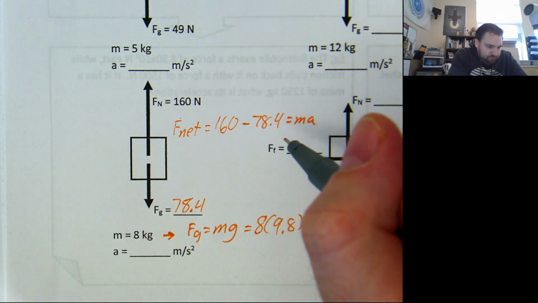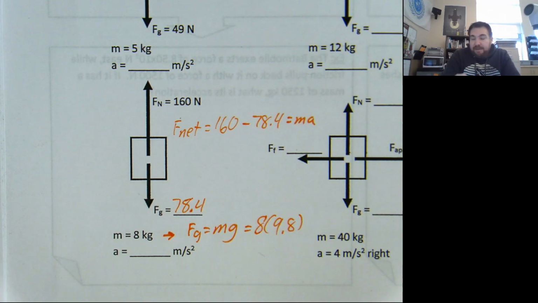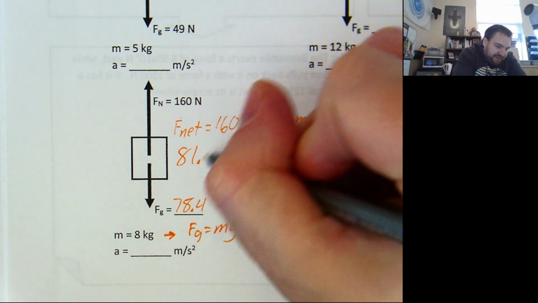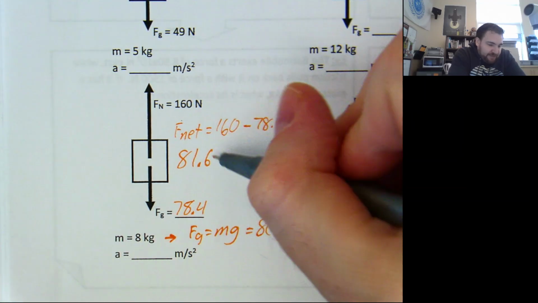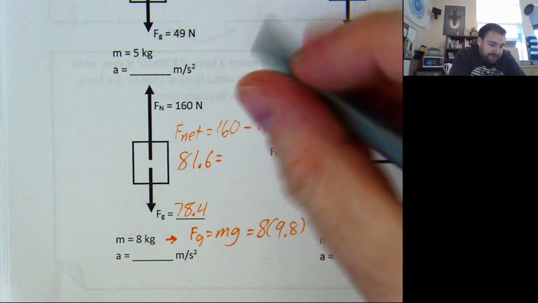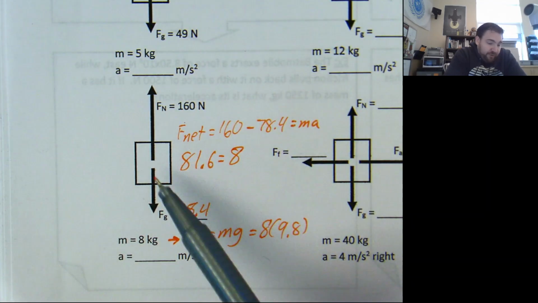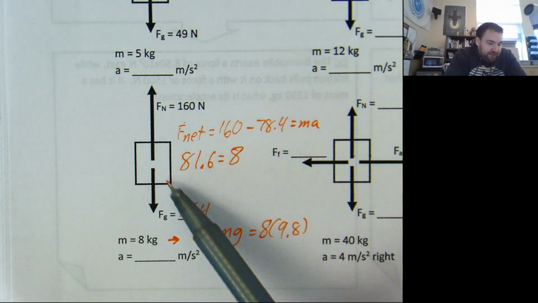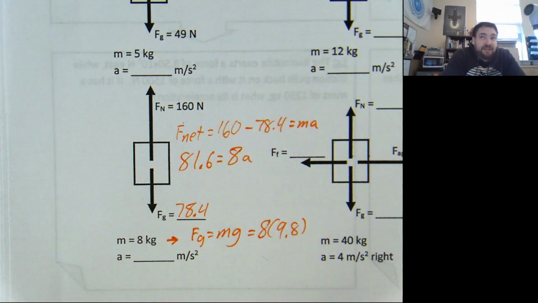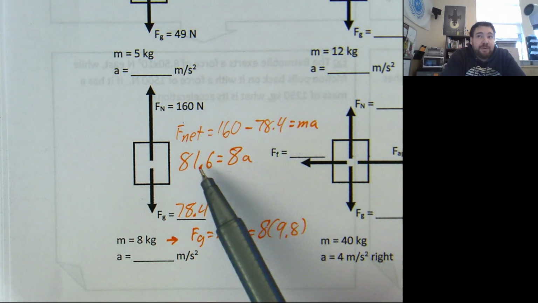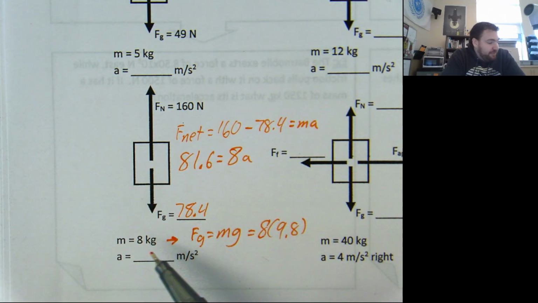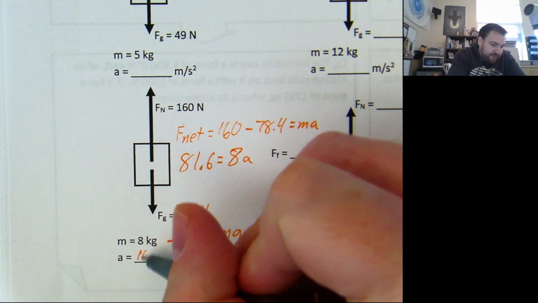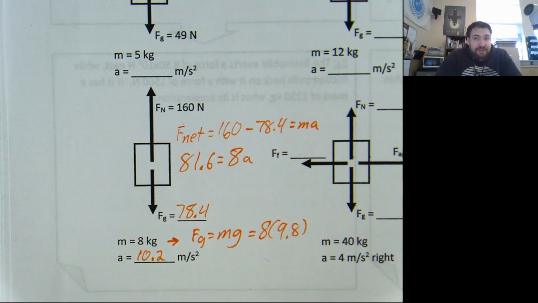160 minus 78.4 is 81.6. So 81.6 is your net force. That's going to be equal to the mass that you're given, the 8 kilograms, times the acceleration. Now we're looking for the acceleration, so 81.6 divided by 8. It's going to be just over 10. In fact, it's going to be 10.2 meters per second squared.